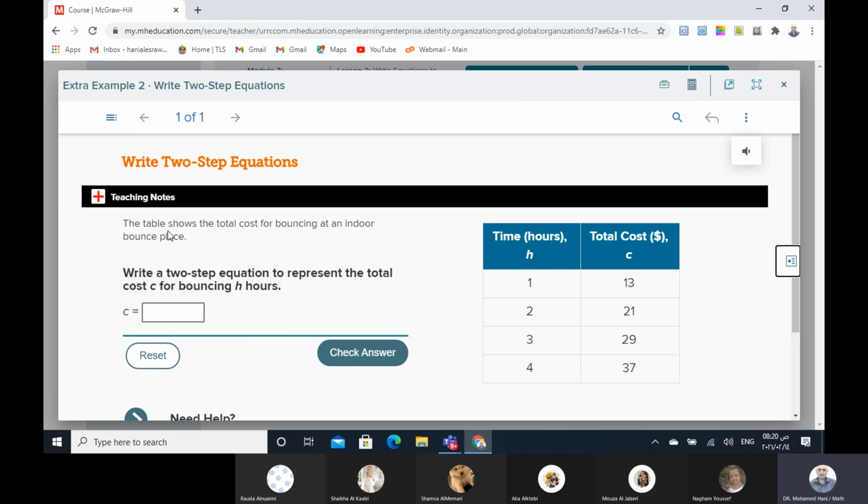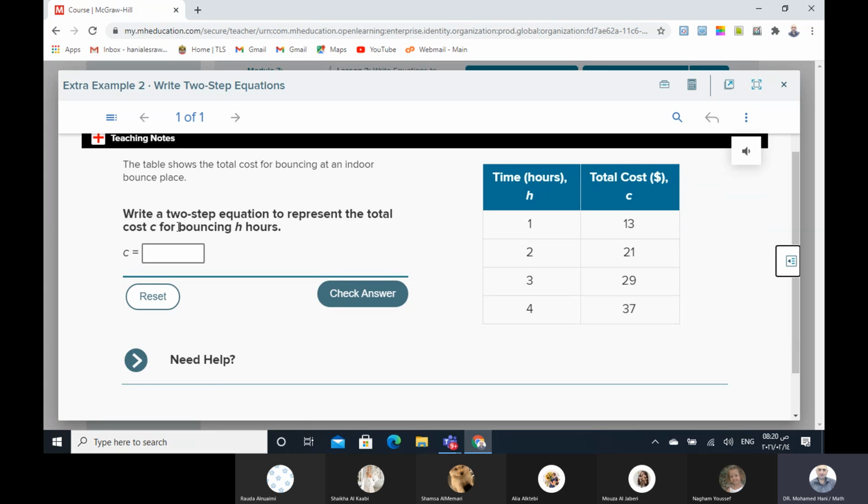As you see here, the table shows the total cost for bouncing at an indoor bounce place. Write a two-step equation to represent the total cost C for bouncing H hours. In the first column we have the input, the independent variable time, using the hours to represent the variable H. And in the second column we have the total cost, represented by C.